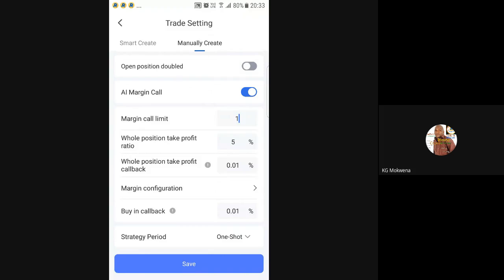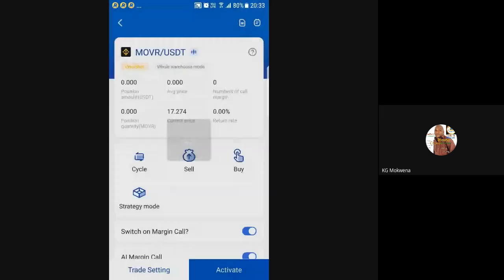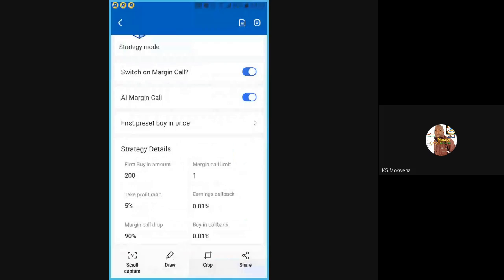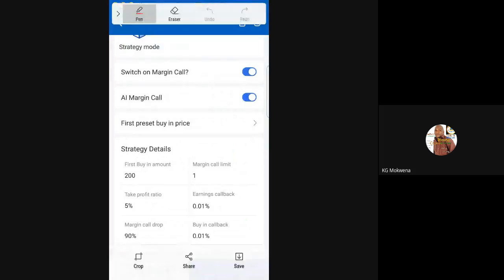So I just clicked on the strategy period at the bottom there to go for one shot. It means collect profit and never return into the market. Then I save. After saving, we are here. And then always, please, it's good to come to the bottom here and check your strategy detail here.